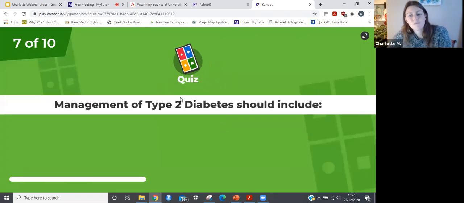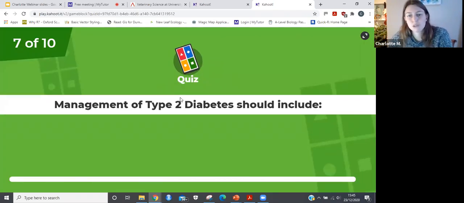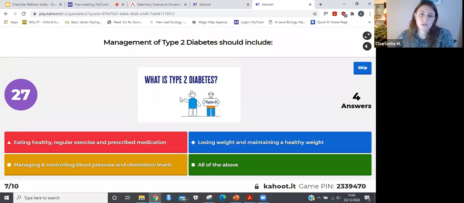Question 7. Management of type 2 diabetes should include eating healthy, regular exercise and prescribed medication, losing weight and maintaining a healthy weight, managing and controlling blood pressure and cholesterol levels, or all of the above. Which of those should management of type 2 diabetes include? Ready?